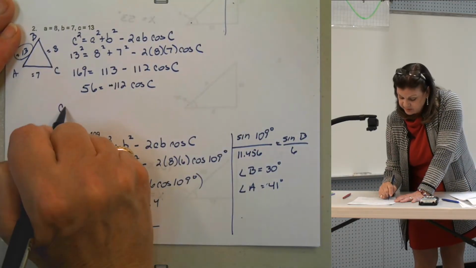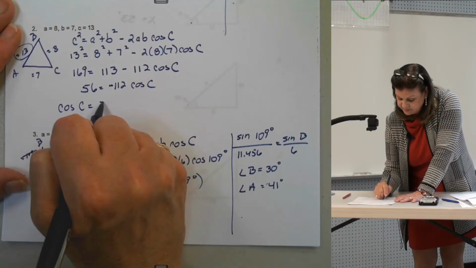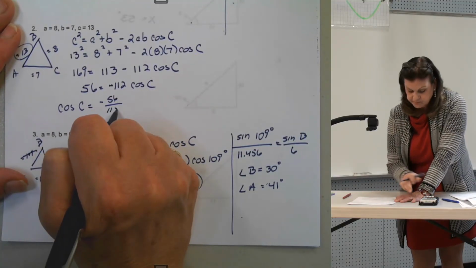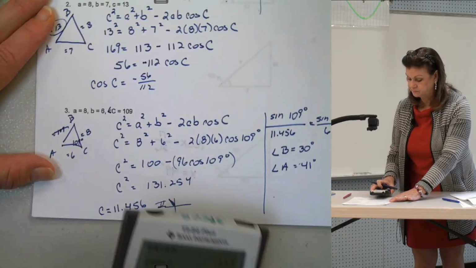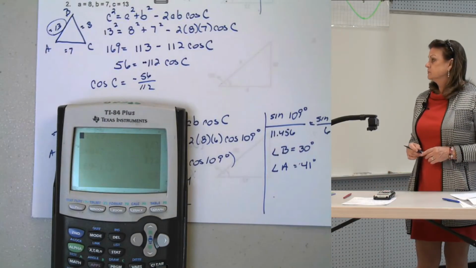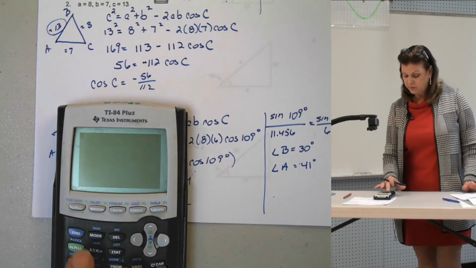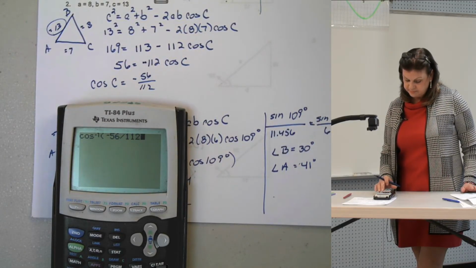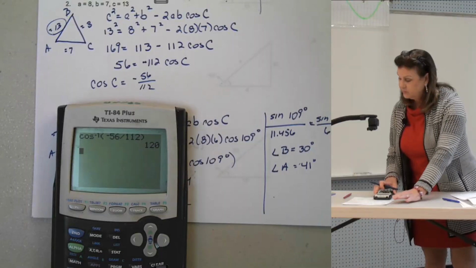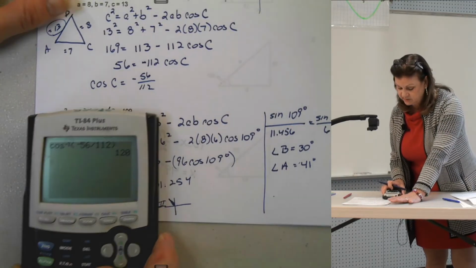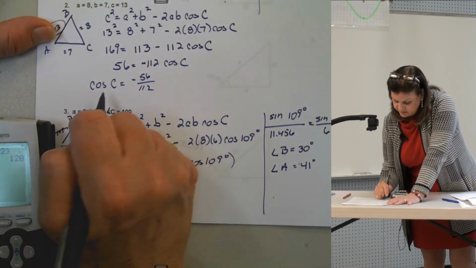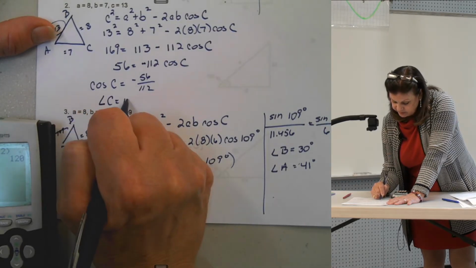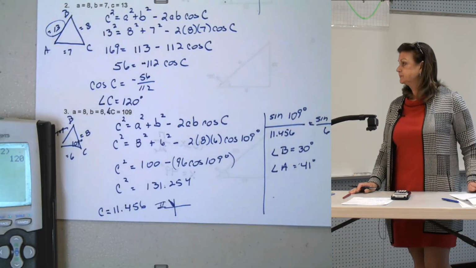So the cosine of angle C, so what angle has this cosine? And we made a wise choice because angle C is clearly obtuse. Angle C is 120 degrees.